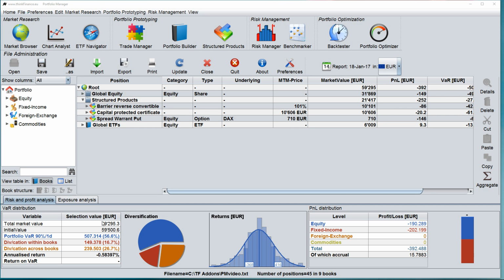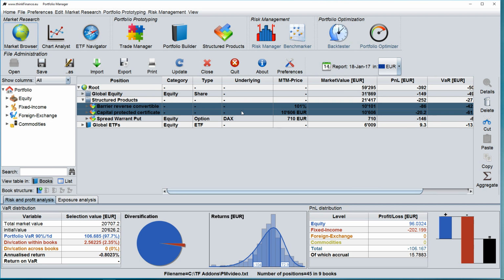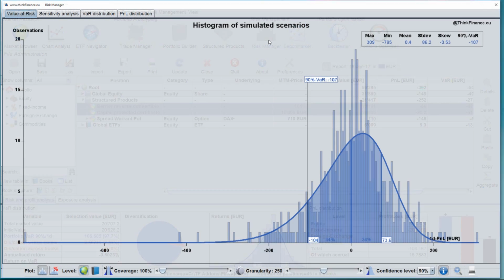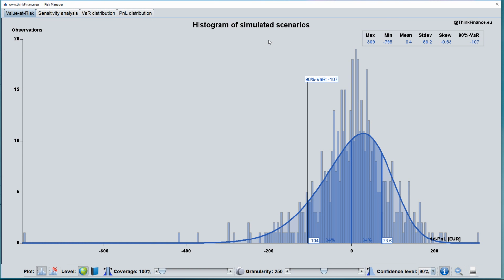Let's do an example. Let's assume I would like to know more about the risk of two structured products in my portfolio, the barrier reverse convertible and the capital protected certificate here. So what I'm doing is I'm highlighting these two positions and I'm opening the Risk Manager. And what you can see is the Risk Manager contains four subpanes, which I will explain in the following.